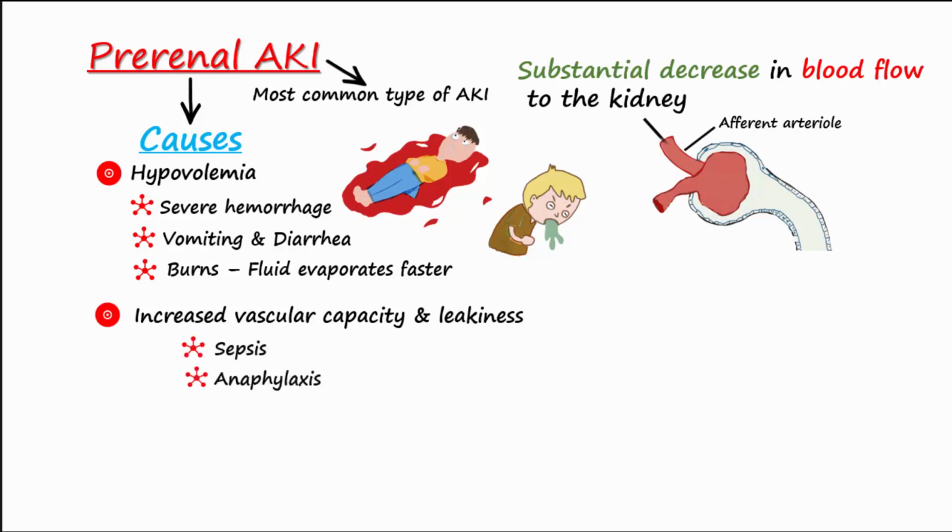These are types of distributive shock. Under these conditions, the vessels are dilated and leaky. The blood pools in the vessels, and fluid leaks from the blood into the extracellular space, so less blood reaches the kidneys. If the pump itself is not working, as with heart failure or cardiogenic shock, less blood will reach the kidney.